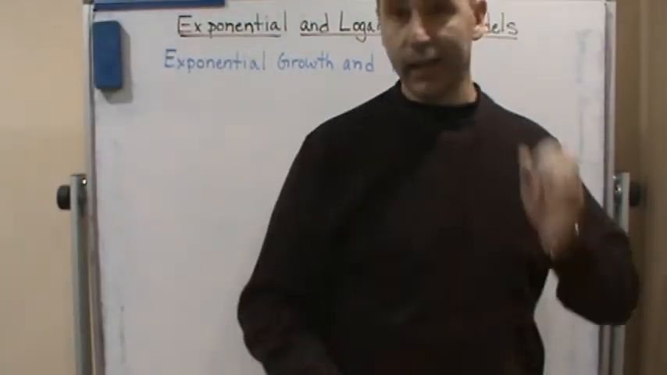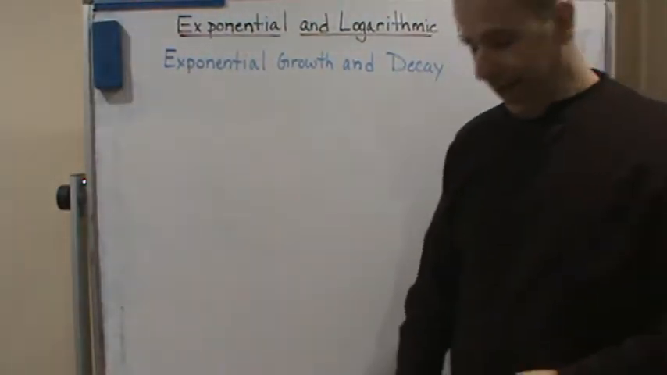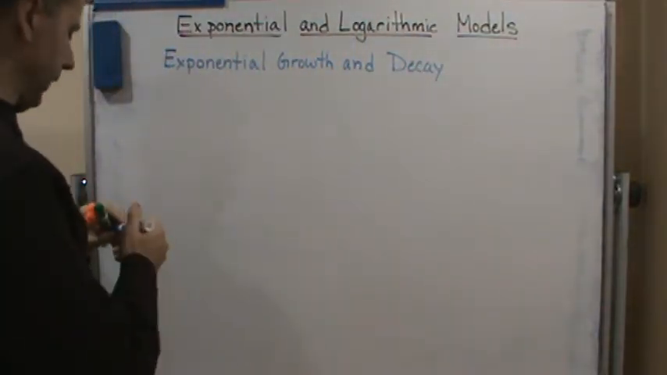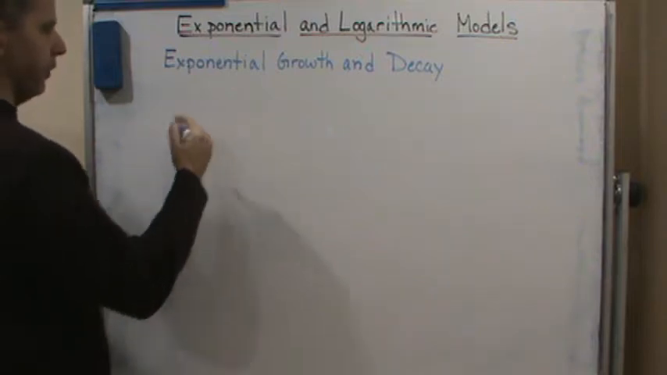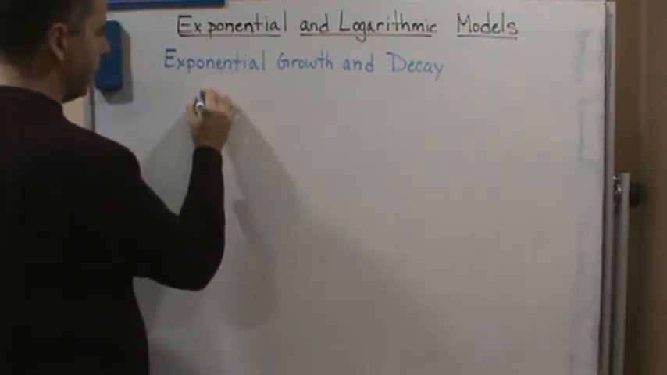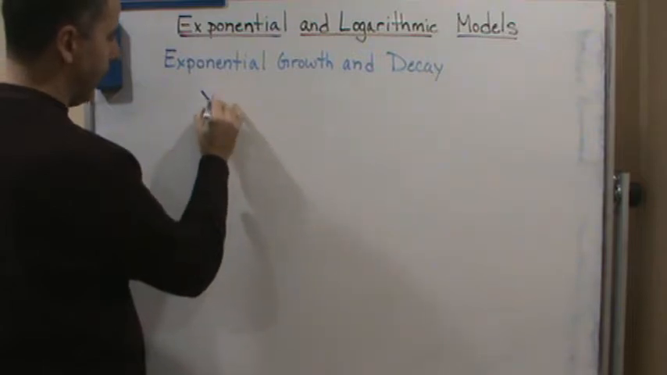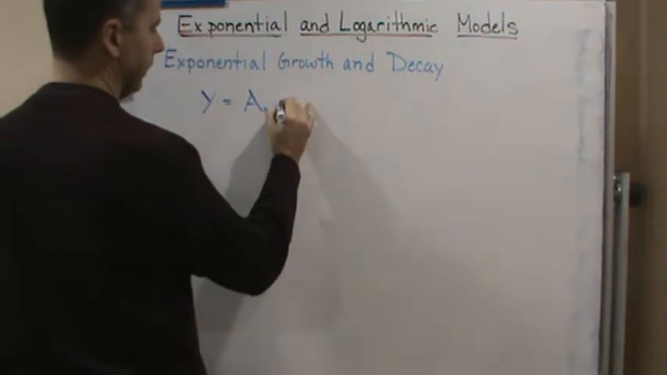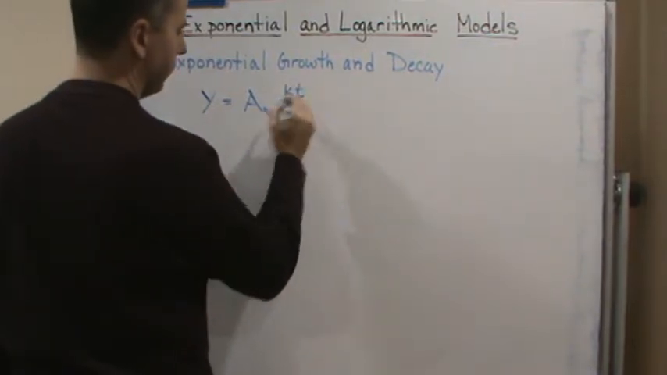Okay, so welcome back. Now we're going to talk about half-life. And I'm also going to talk about doubling time too, because it's appropriate. So in half-life, how do we set this up? How do we find the half-life? Well, again, we have y equals a naught e to the kt. Okay?